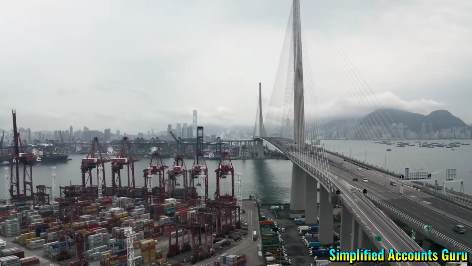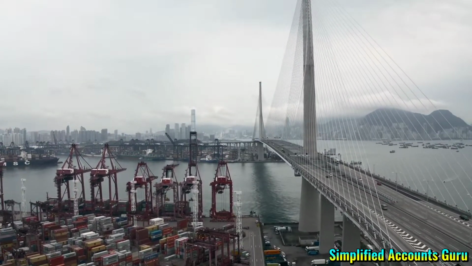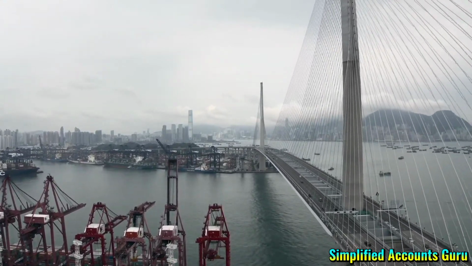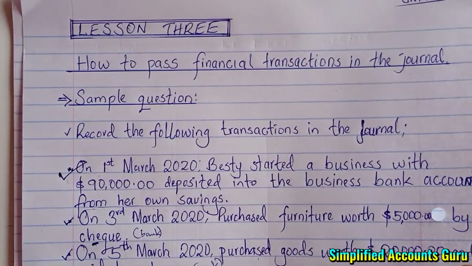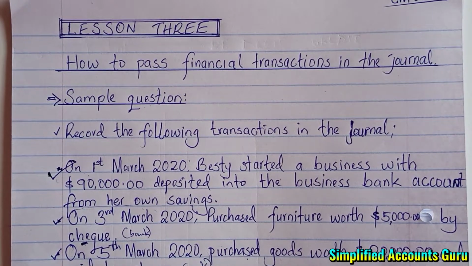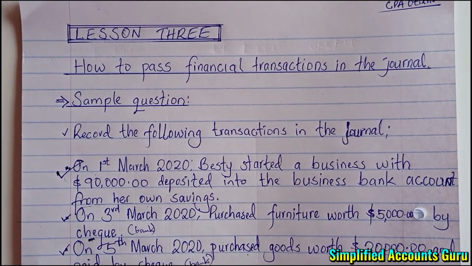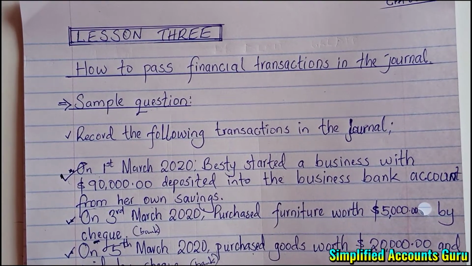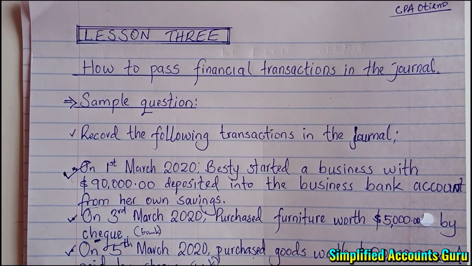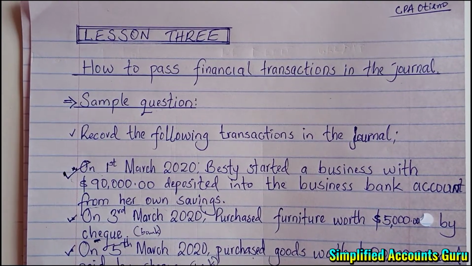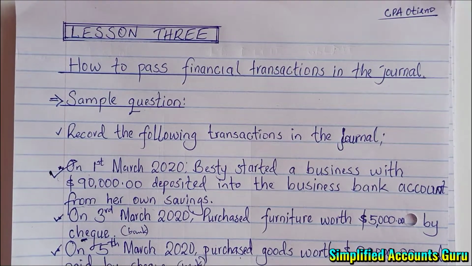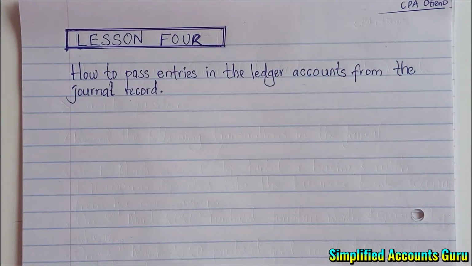Remember, in our lesson 3 we had tackled how to pass the journal entries from the financial transactions. If you can remember, we had a list of transactions here. This was a business that was established by somebody called Bestie. And we said that in our lesson 4, still we would use this question to demonstrate how we can transfer the information from the journal entries or the journal record to our ledger accounts. Without wasting much time, allow me to jump into the activity.